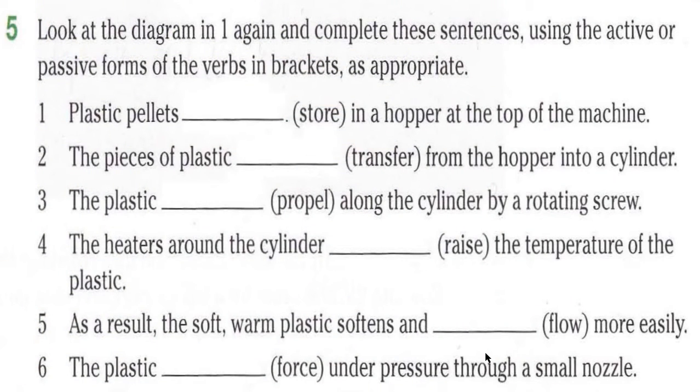Now let's move to exercise 5. Look at the diagram in exercise number 1 again and complete these sentences using the active or passive forms of the verbs in brackets as appropriate. You have 5 minutes to do the activity. When you finish, please play the video again to check your answers. You can start now.